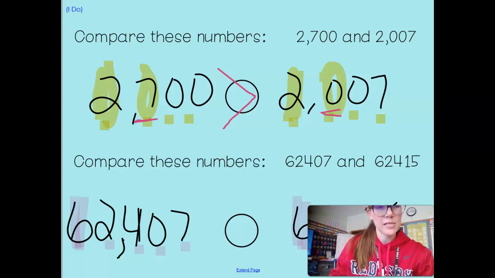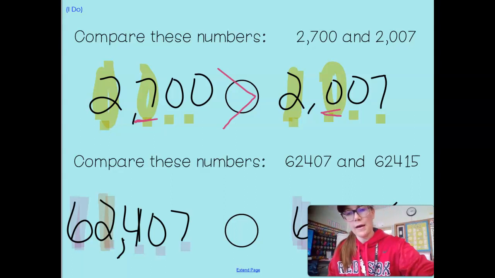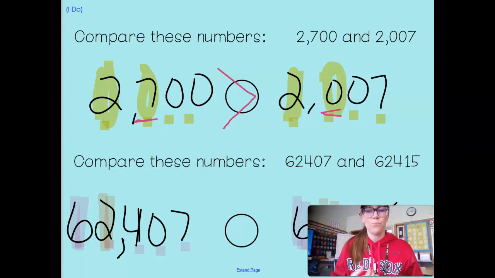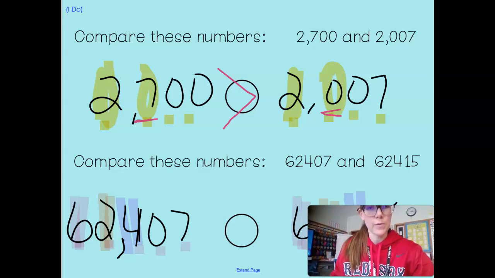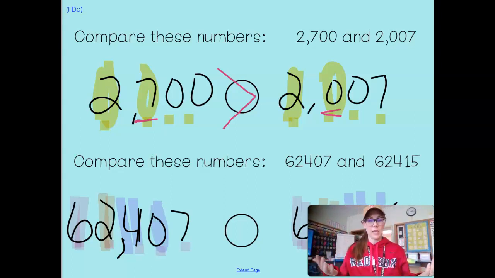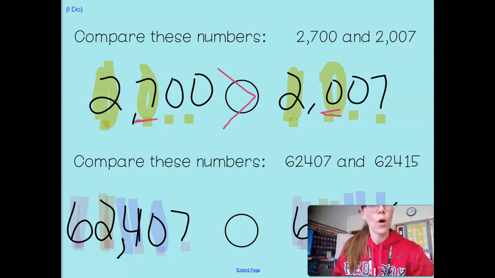Now I'm going to go to my next place value, which is my thousands. A 2 in my thousands and a 2 in my thousands. Well, are those the same or different? They're the same. So now I need to go to my next place value, which is a 4 and a 4. Same or different? They're the same. Now I need to go to my next place value, a 0 and a 1. Are they the same? No. Which digit is greater, 1 or 0? That's right, 1 is greater.